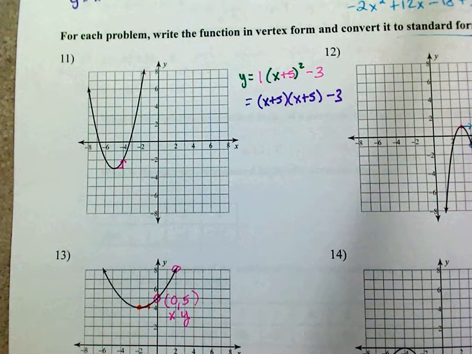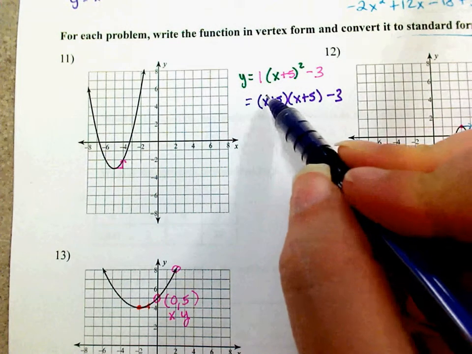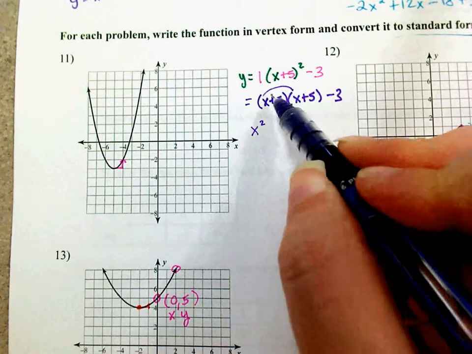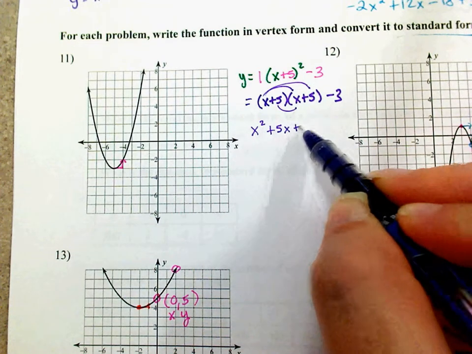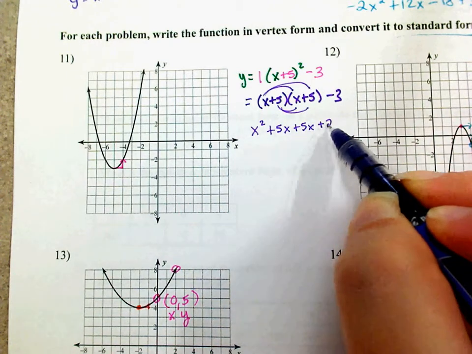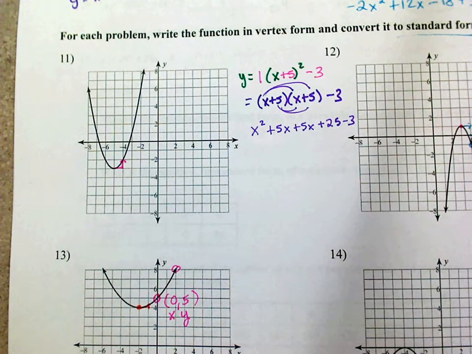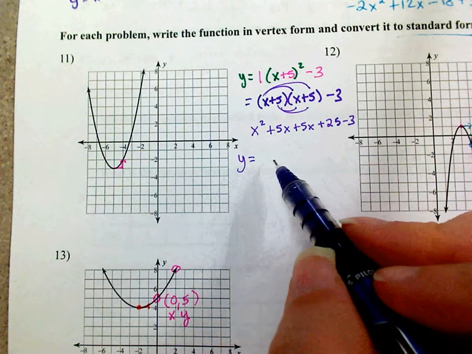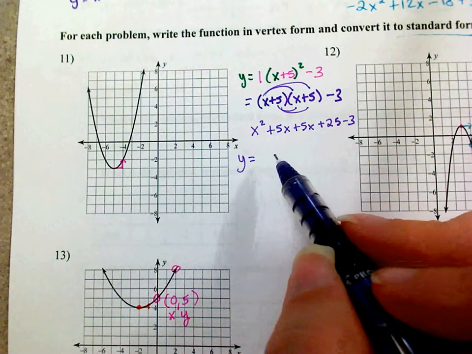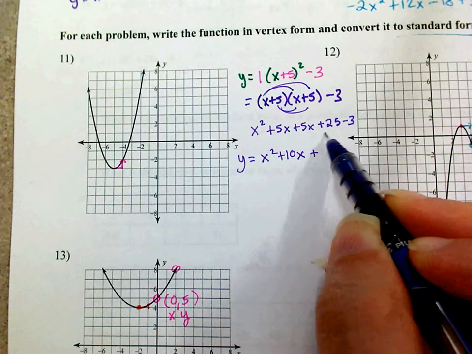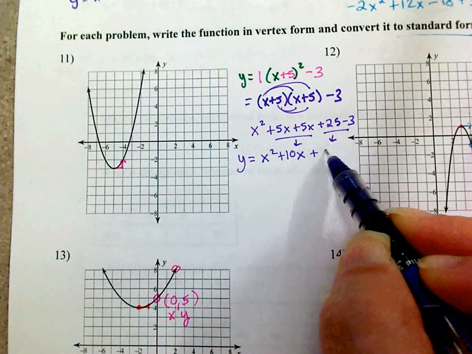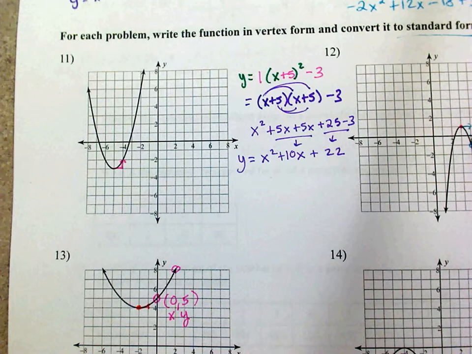What am I going to do first? X squared plus 5x. Now I distribute the 5. 5x plus 25 minus 3. So my final answer is going to be, okay, so x squared plus 10x plus, no, you're right, 22. And we're good. So are you okay with that one? Okay. What do we need to do on 14?